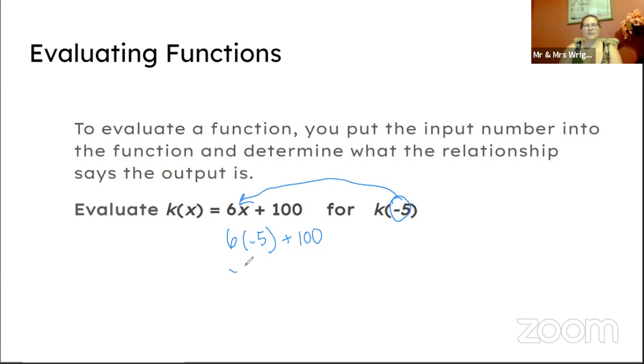So 6 times -5 is -30 plus 100. Okay. -30 plus 100 is going to be 70. So how you write this, you don't say y equals, you don't say x equals. You say k of -5 equals 70. And that's the way you would write the answer when you're asked to evaluate a function for what you were asked to substitute in. You're going to write your answer in place of where normally you would have a y.